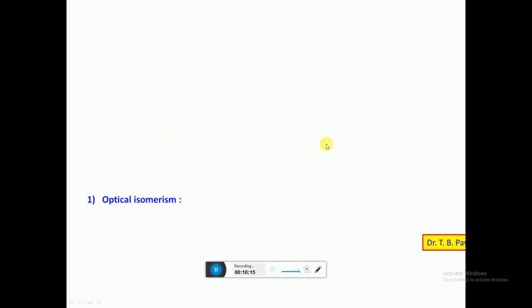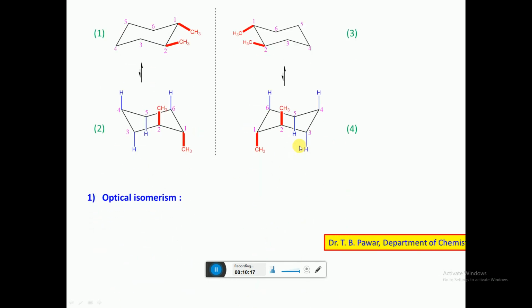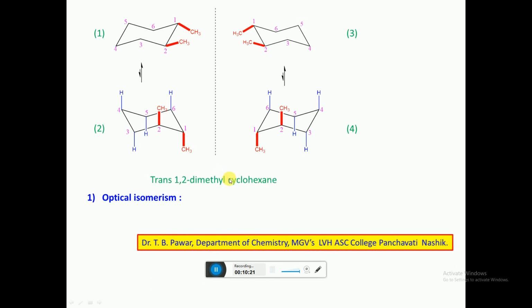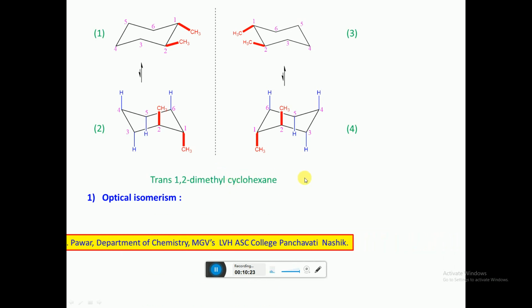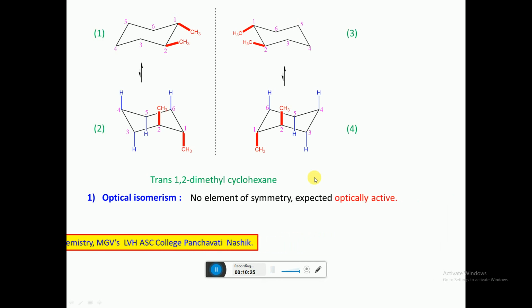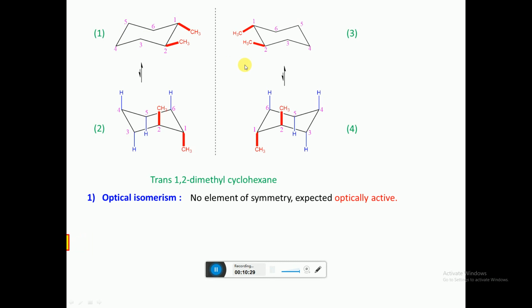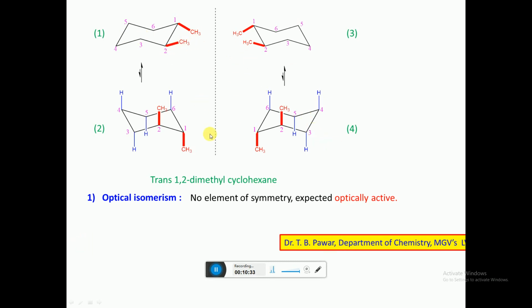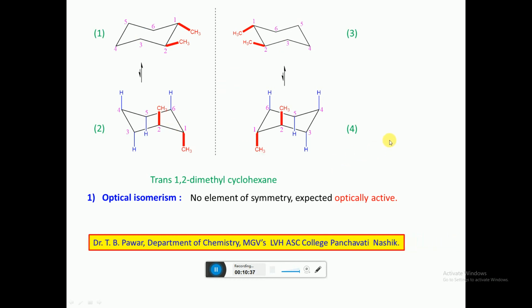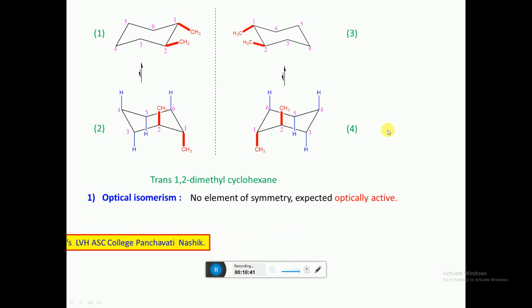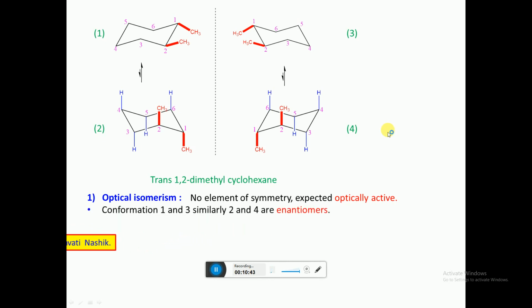So the points we are going to discuss: optical isomerism in trans 1,2-dimethyl cyclohexane. There is no plane of symmetry, and these are not equivalent. 1 and 4 are not equivalent, 2 and 3 are not identical, so, as expected, they are optically active because there is no element of symmetry.